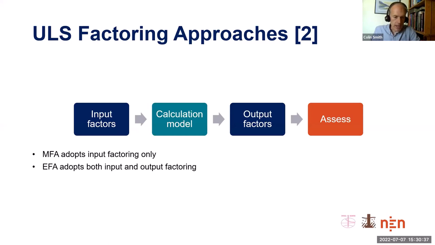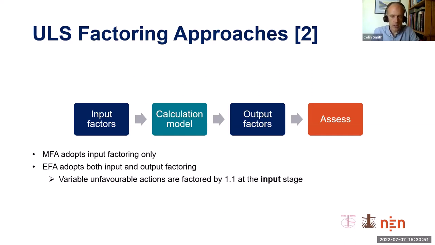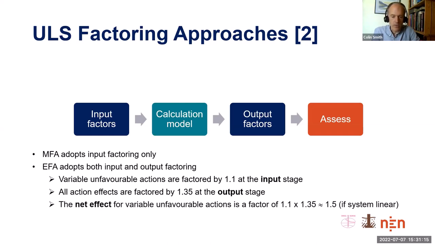The MFA approaches, generally, it's input factoring only. We have factors on materials and the factor on variable actions, and we'd feed that into our calculation model, go straight to the assessment. In EFA, we adopt both input and output factoring. So as I mentioned when looking at the table, the variable unfavorable actions are factored by 1.1 at the input stage. Everything else is unfactored in general. At the output stage, where we're getting something, for example, like a bending moment in a wall, those quantities are factored by 1.35. So the net effect is that for variable unfavorable actions, at the end of the process, we've applied 1.1 and 1.35, which gives us a quantity of 1.5.